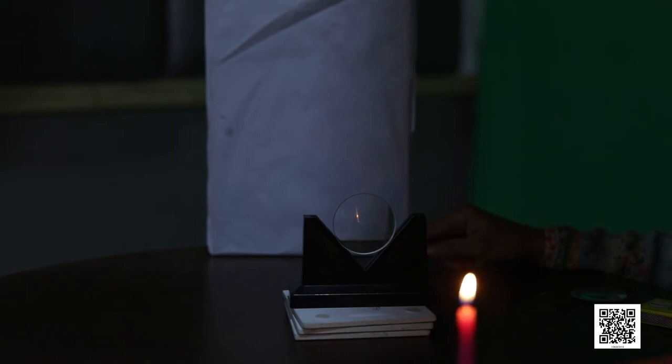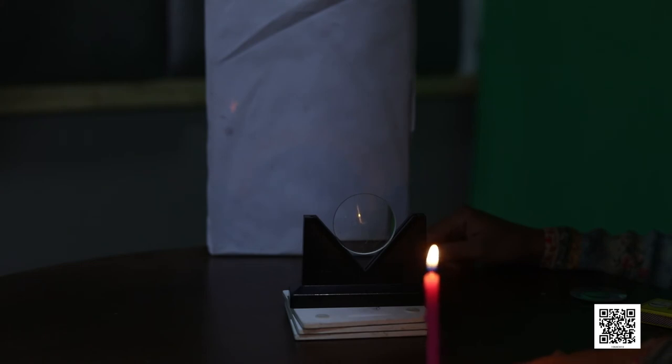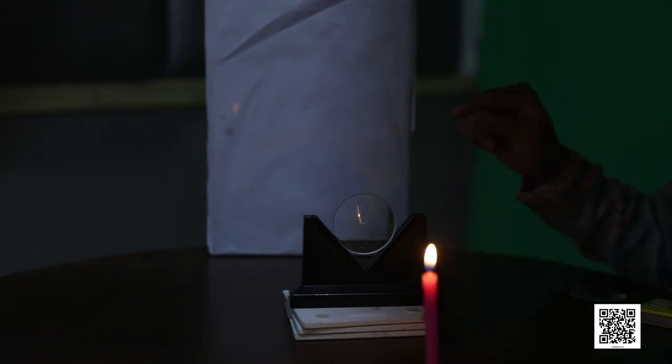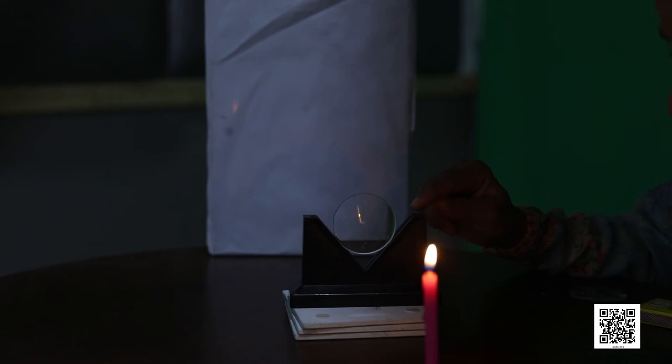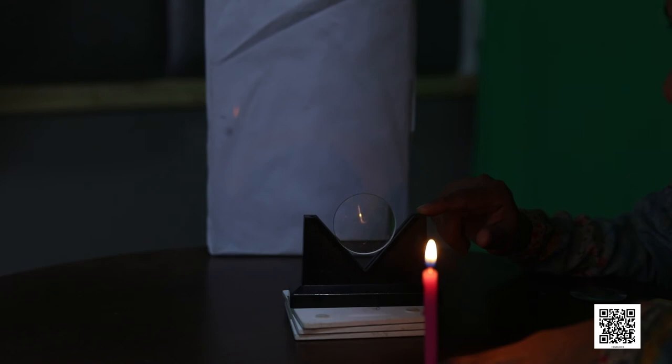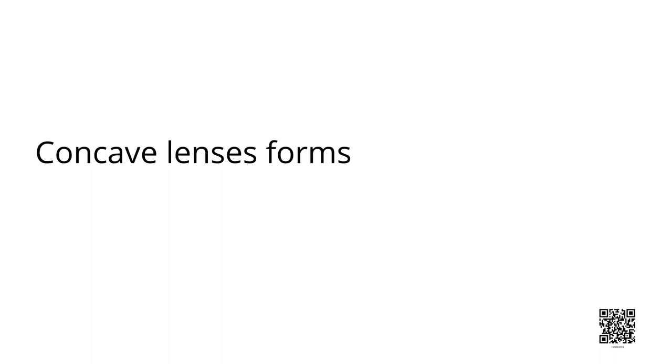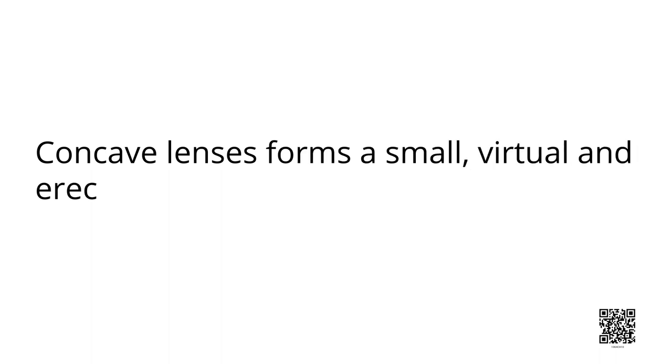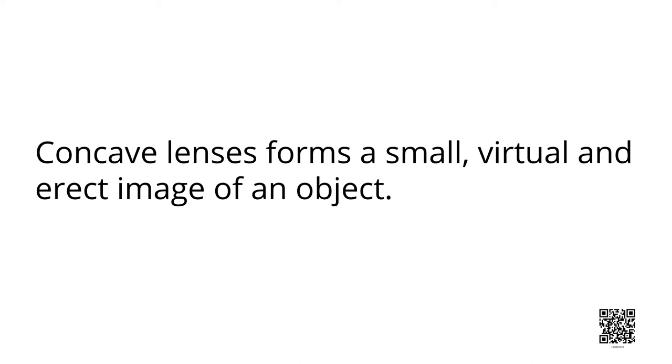It means the concave lens forms an erect and virtual image of an object. It is very small in size. These are called virtual images because here we are not able to obtain the image of this candle on the screen. So, concave lenses form virtual, erect and very small images of the object.